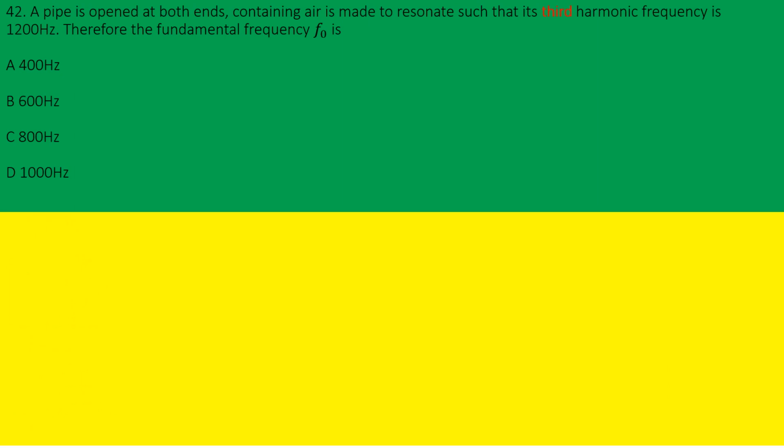Okay, a pipe is open at both ends and made to third harmonic. So this one in red means I'm correcting. There was nothing such that its harmonic frequency. So you have to be precise. Which one is it? Third? Is it second? So we know that the answer is A already, because I'm using third there.